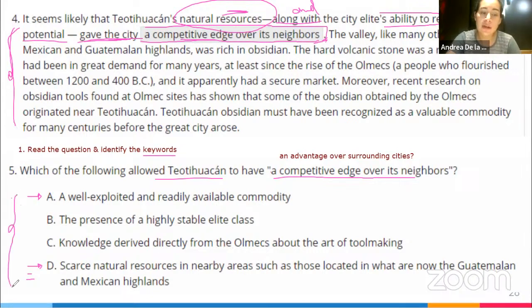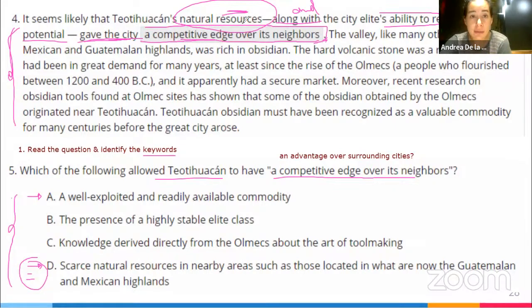So we're gonna read from A to D, and we're gonna look for the closest one to what we already found. You know, you're not gonna find the same words because it would be too easy. Sometimes they take it easy on you, they give you the same words, but in this case we don't. So let's find a synonym or a paraphrase of that. Let's look at option D. It says, scarce natural resources in nearby areas such as those located in what are now the Guatemalan and Mexican highlands. Do you think that we have the answer there?